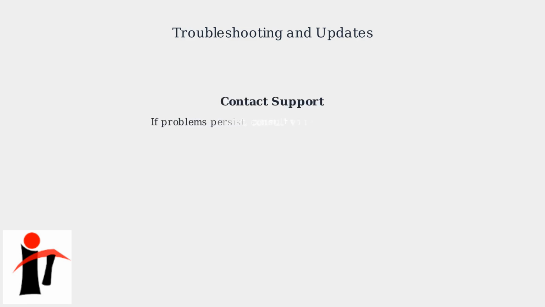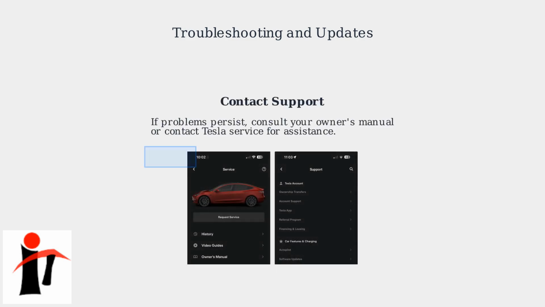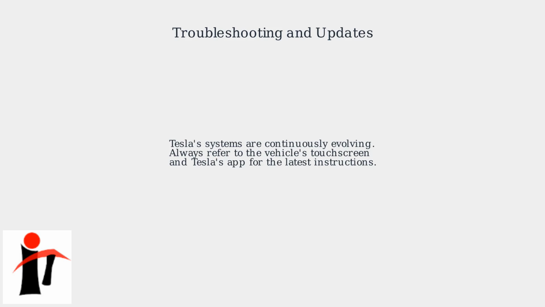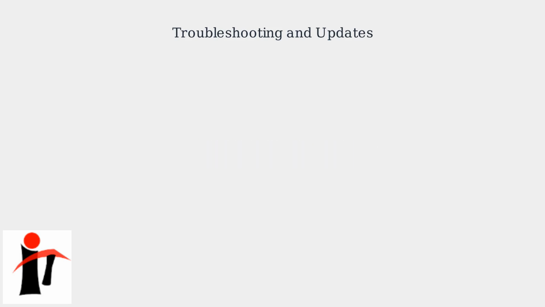If troubleshooting doesn't resolve the issue, refer to your Tesla owner's manual for detailed guidance. You can also contact Tesla Service through the app or website for professional assistance with any persistent problems. Remember that Tesla's advanced driver assistance systems are continuously evolving through software updates. Always refer to the vehicle's touchscreen and the Tesla app for the most current instructions and features.